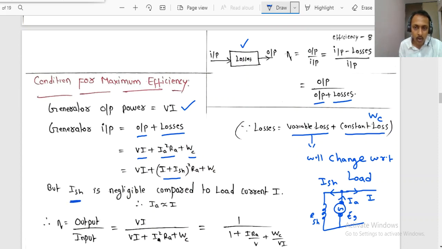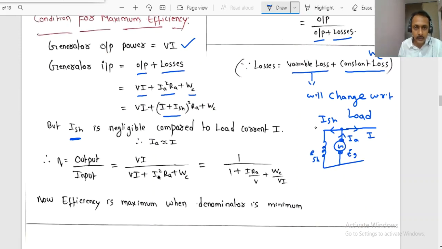ISH is very small, so you can neglect the ISH value. Magnitude of ISH will be small, so if you neglect the ISH, then what happens? IA is directly equal to the armature current, which equals the load current I. So efficiency is output VI divided by VI plus I square RA plus omega C. Now if you further simplify that, 1 divided by 1 plus I RA by V plus omega C by VI. Just we have taken out VI common, right?